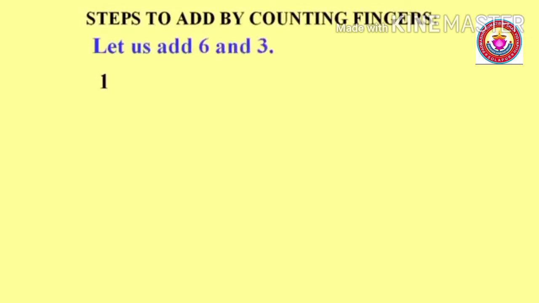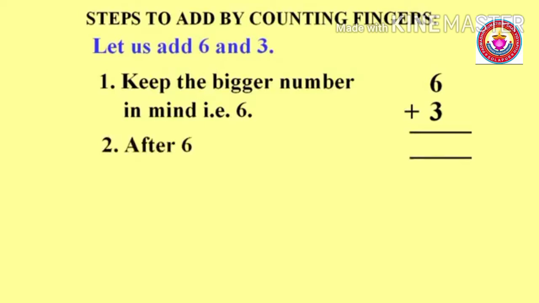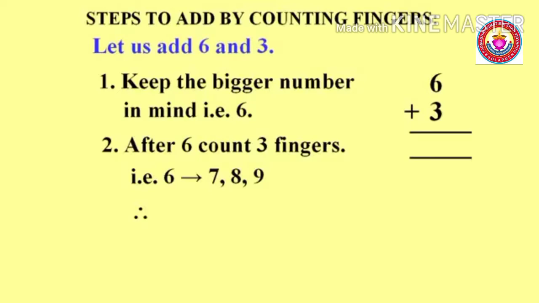Steps to add by counting fingers. Let us add 6 and 3. Keep the bigger number in the mind, that is 6. That number 6 you have to keep in your mind. And after 6, count 3 fingers. 7, 8 and 9. Means 6 plus 3 is equal to 9.